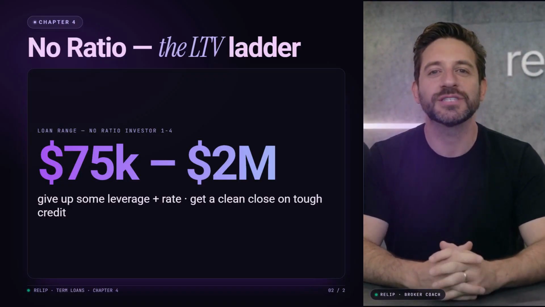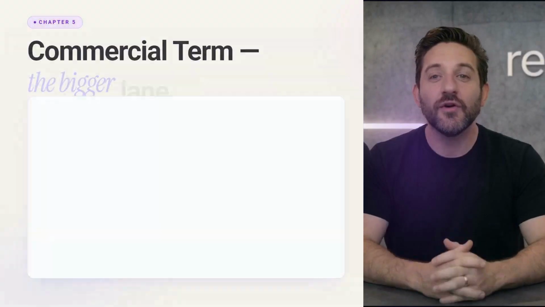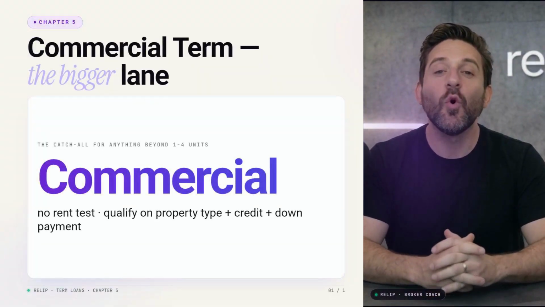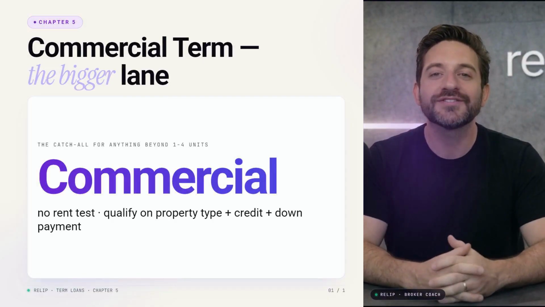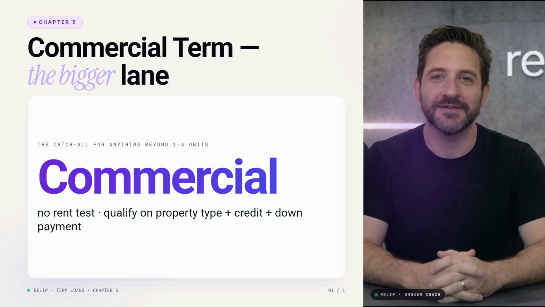For a borrower whose deal won't pencil any other way, this is the program that gets them home. The third and last program is commercial term. It exists because the first two only cover residential, 1 to 4 unit properties. Anything bigger or unusual goes here.